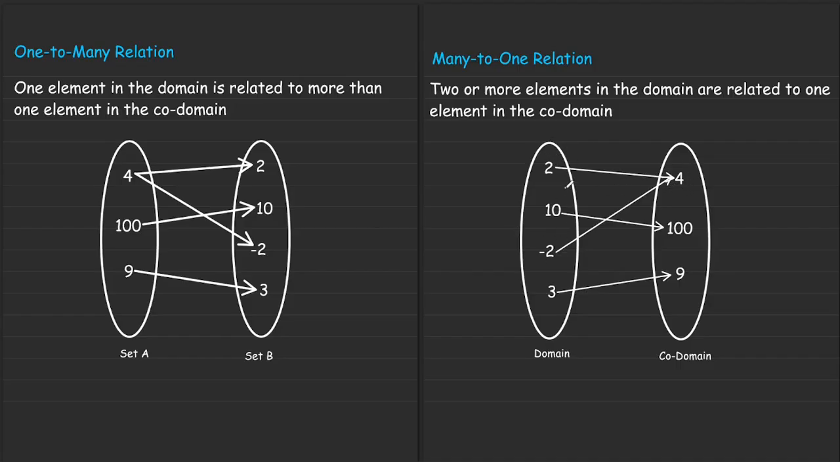So you realize that from the domain, we have many elements mapping to just one in the codomain. Many elements. You look at the arrows. There are so many arrows, or let's say in this case, there are 2 arrows mapping to just one element in the codomain. And that is what we call the many to one.